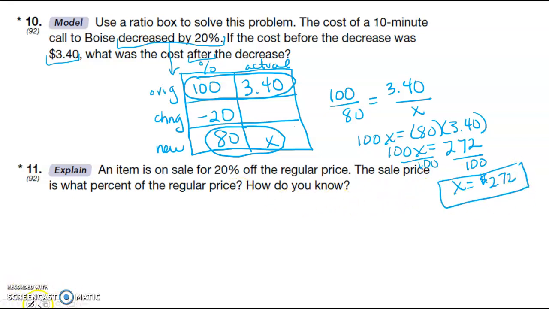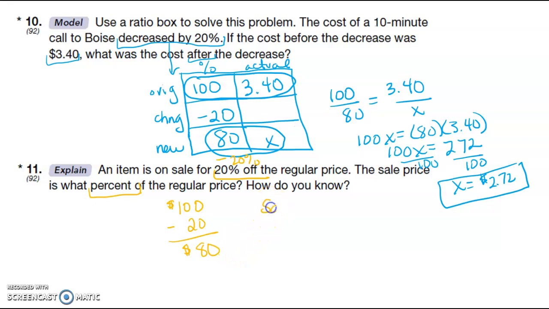Okay, let me change colors here. An item is on sale for 20% off, so this is minus 20%. The regular price. What percent? The sale price is what percent of the regular price? How do you know? So if I have an item that's $100 and I take 20% off of that, which is going to be $20, I have 80. The cost is going to be $80 now.